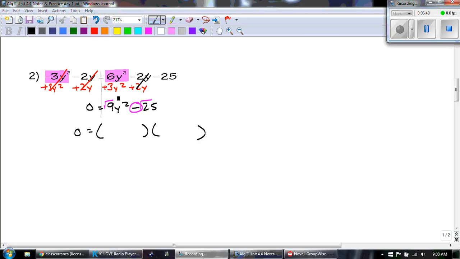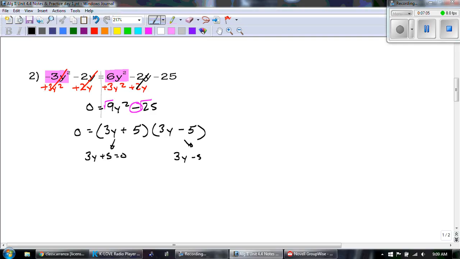We take the square root of both numbers, so the square root of 9y squared is 3y. The square root of 25 is 5. And remember, one's a plus and one's a minus, and it doesn't matter which is which. And then everything with a y, or with a variable, is set equal to 0. And then we solve.